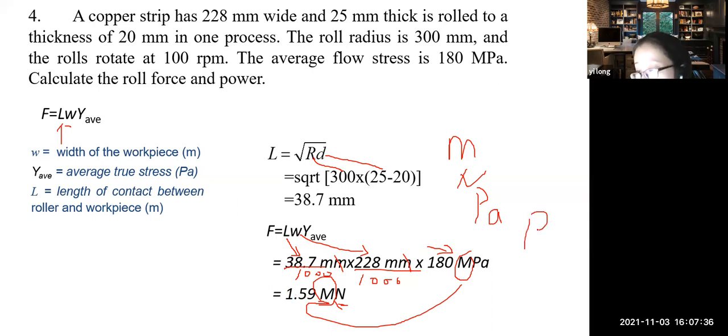And also we know that Pascal equals N over square meter, right? So you have meter squared, you just cancel each other out. So the final answer will be 1.59 mega Newton. Excellent. Okay, Jaden, well done. And also Jonathan, correct. Clarence, you have 6, 1, 1, 2. Yeah, you're also correct, I think. Right? Correct. That's very good. But just make sure you have the correct units. So this is force.